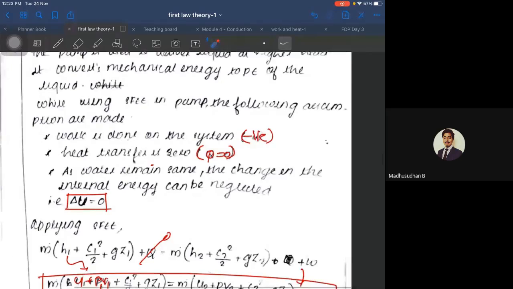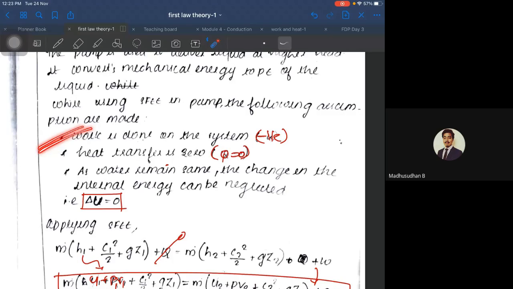You have to see what all is there in a centrifugal pump. Work is done on the system, so it is negative, right or wrong? Here the work is done on the system, that's why it is negative. He has given it in the notes. Is it right or wrong? Right, sir. In the centrifugal pump, which is the pump in all of your homes, do you play with heat? Does heat have any role there? No, sir. That's why your heat transfer is zero. That's why I can take Q straight away as zero. Next, as the water remains the same, the change in the internal energy can also be neglected. Is it?